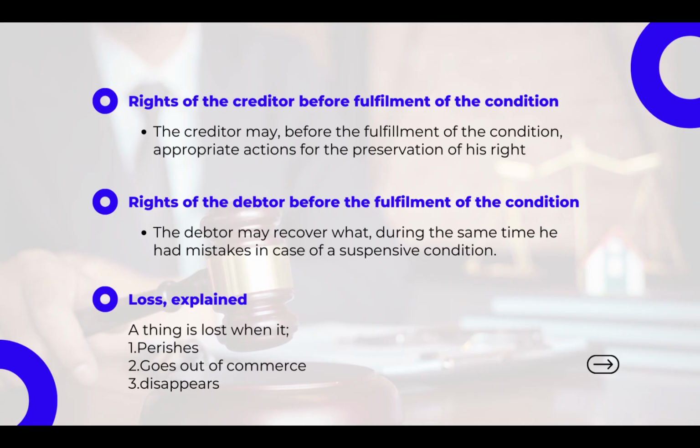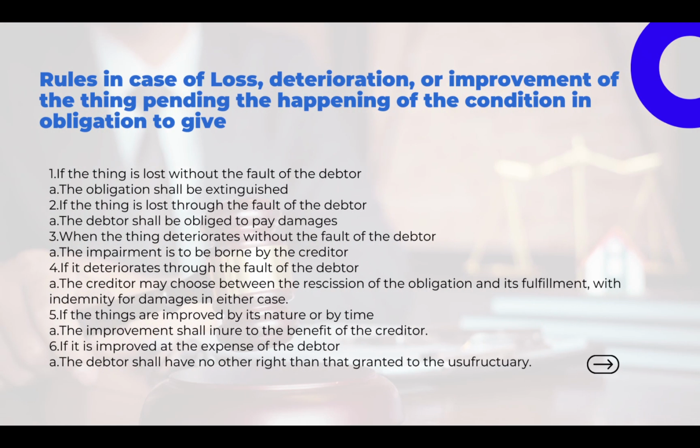Okay? Now, what are the rules according to your Article 1189? If the thing is lost without the fault of the debtor, the obligation shall be extinguished. That's the first rule. If the thing is lost through the fault of the debtor, the debtor shall be obliged to pay damages. If the thing is lost, nawala through the fault of the debtor, magbabayad na siya nung obligation plus may damages pa.